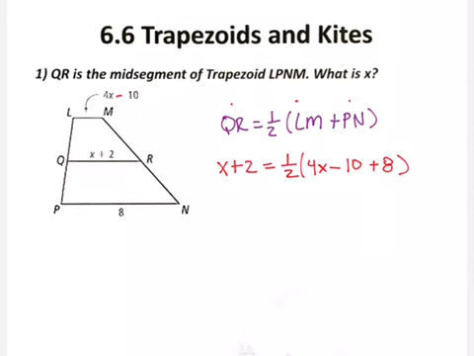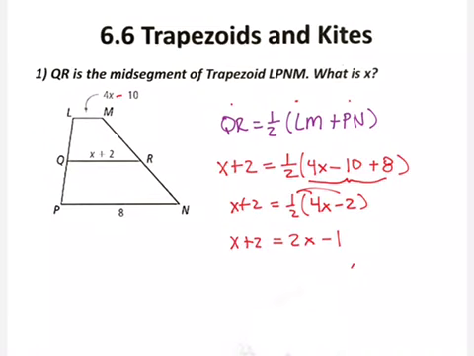Well, first thing we're going to do is go ahead and simplify what's in parentheses here. This is 4x minus 2 times 1/2 equals x plus 2. We can multiply both sides by 2 to get rid of the 1/2 or just distribute it. I'm going to go ahead and distribute it. So I've got x plus 2 equals 2x minus 1.